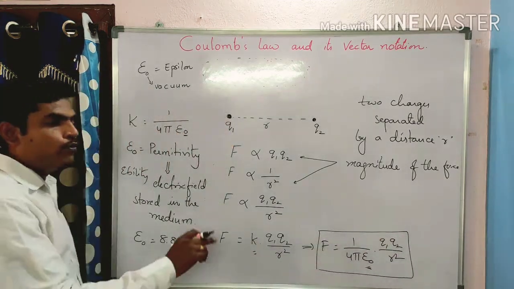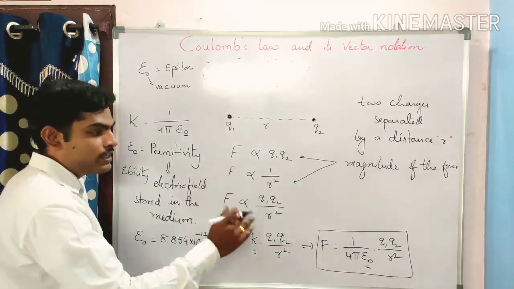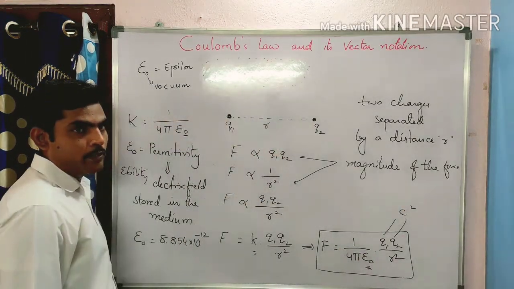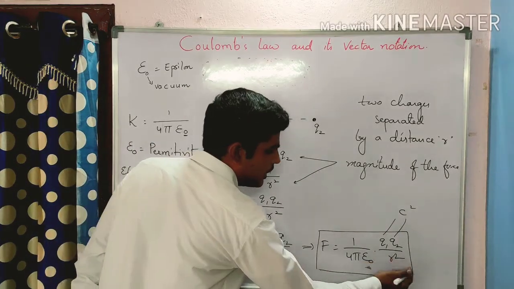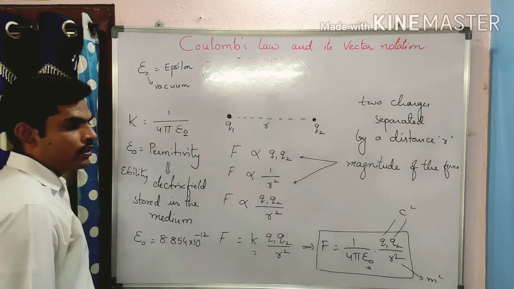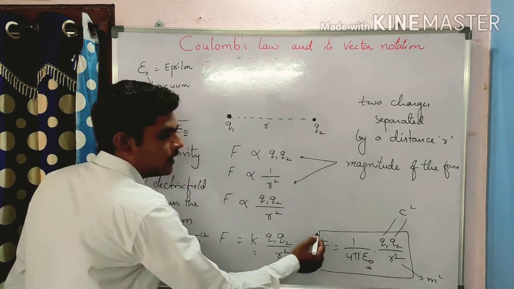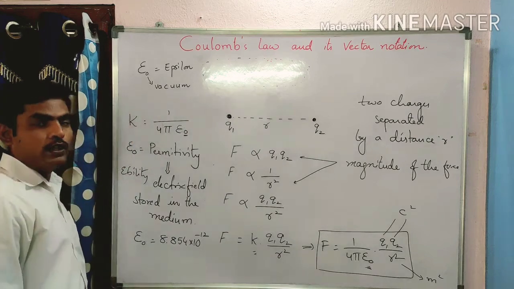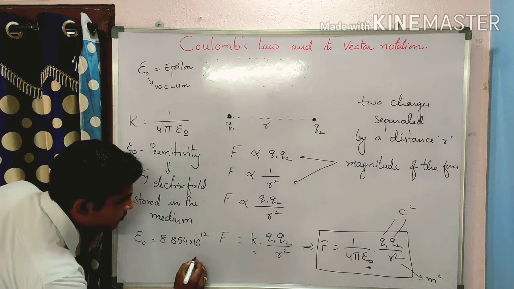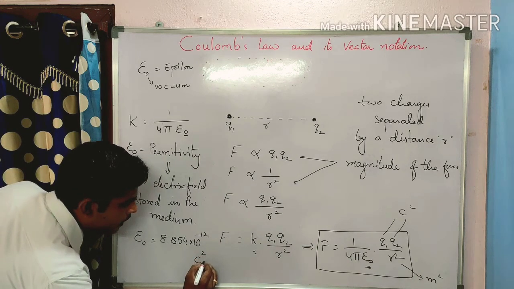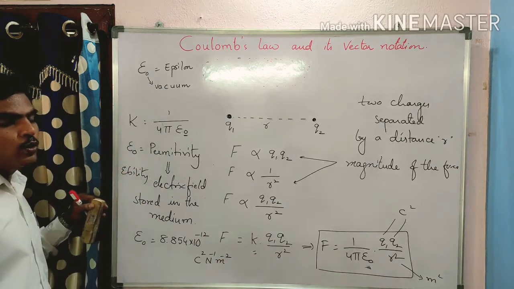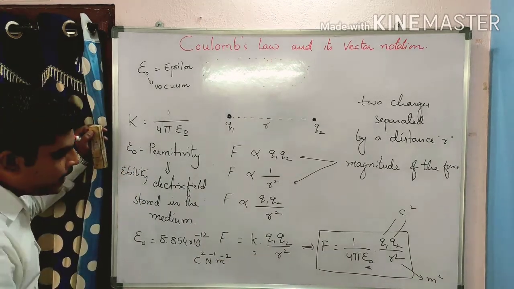Q1, Q2. Q1, Q2 are the charges. Charge units are coulomb. This is coulomb square. Right? This is R square. R is distance. Distance is measured in meters. Meter square. This force comes down in the denominator. So force is what? Newton. So what can I write the units of this one? Its units can be written as coulomb square per Newton per meter square.